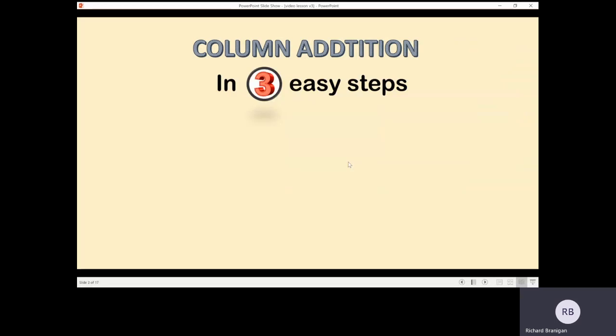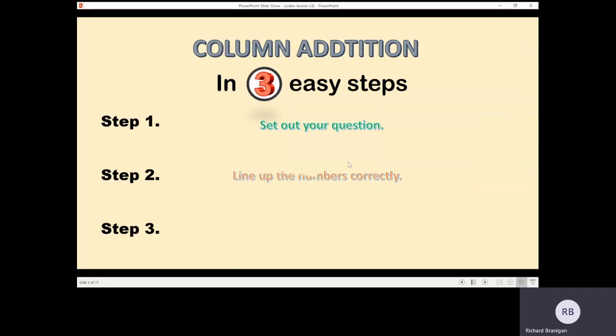So the 3 easy steps are: step 1. Okay, first step is to set out your question. Okay, it's really important you give yourselves the right amount of space and set it out properly in the correct mathematical pattern. Step 2 is to line your numbers up correctly. Okay, it's really important that you get the right place values in the right column, otherwise it's going to skew your answers and you might not get the marks for those questions. And step 3 is, once you've lined the numbers up correctly, to add digits up in each column. Remember, always starting from the right hand side and working to the left hand side.